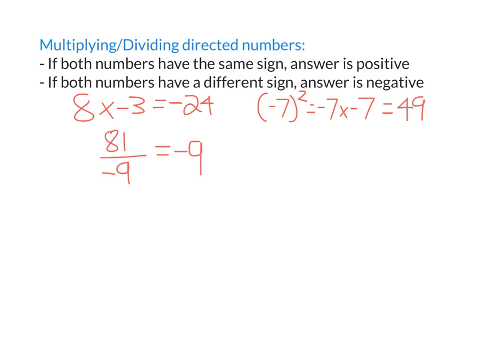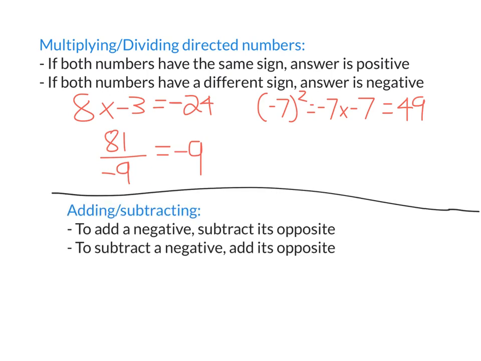So this rule does not necessarily apply for adding and subtracting. So let's say I had something like minus 4 plus negative 3. So the rule up here doesn't apply for adding. I can't say because it's a negative plus a negative, the answer is positive. In fact, the answer will be negative. Instead, I use these rules.